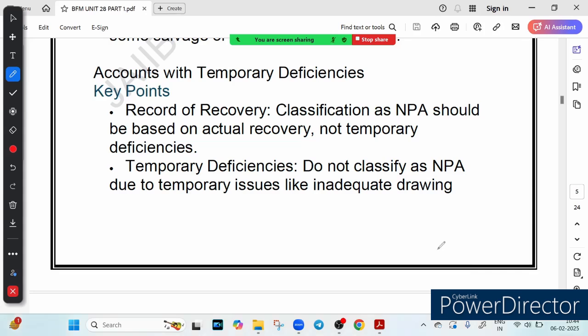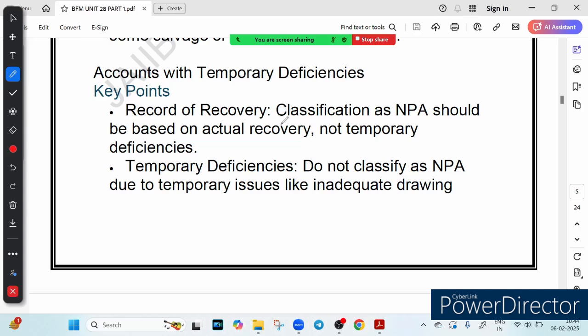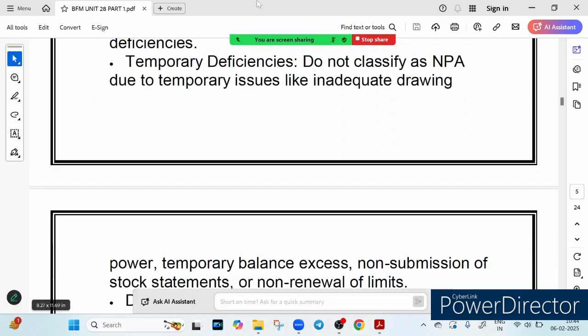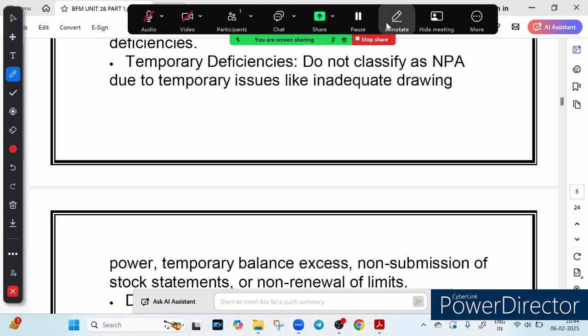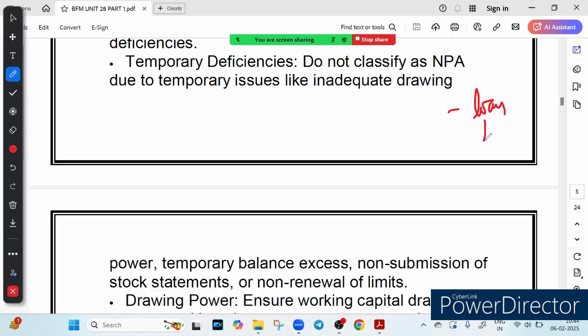Not all financial issues mean a loan is an NPA. Some problems are just temporary hiccups. Let me give you an example to make it clearer. Suppose a business is exceeding its drawing power. There is a drawing power of a business, right? Just see, an issue like inadequate drawing power. Drawing power just means loan limit. Whatever loan limit is there is called drawing power, and the business is exceeding its loan limit.